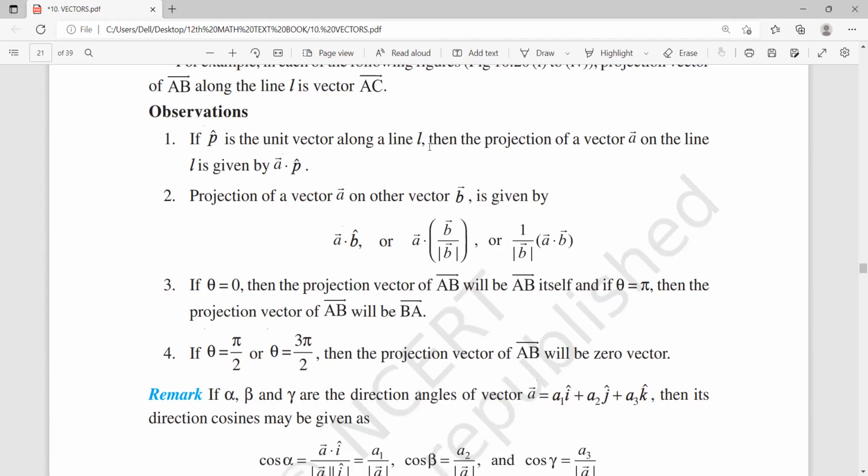Now, if P cap is a unit vector along L, that means this P cap we have taken as B. Then the projection of A bar on the line L is A bar dot P cap. Projection of A bar on B bar, this is what I told you. Are you clear now? A bar dot P cap gives mod A mod B cos theta. So the projection of vector A bar on other vector B bar is given by A dot B cap. What is that? A dot B cap is A dot B by mod B. I explained this, yes or no? Yes, sir. You can write it like this.